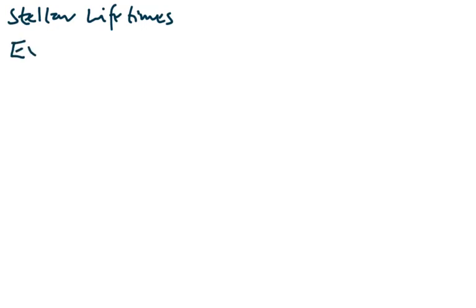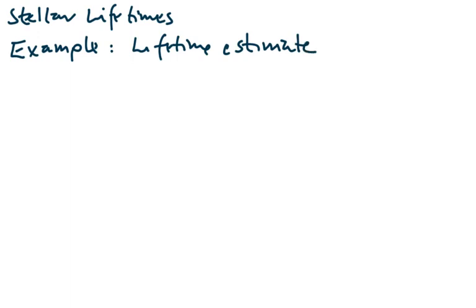In this tutorial, we will estimate the lifetime of a star that is more massive than the Sun. So in this case, we want the lifetime estimate for a star that has a spectral type of O6.